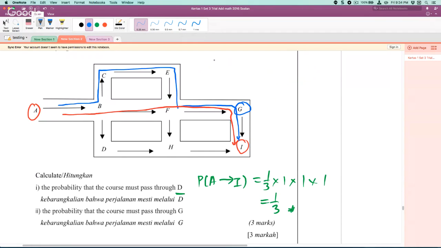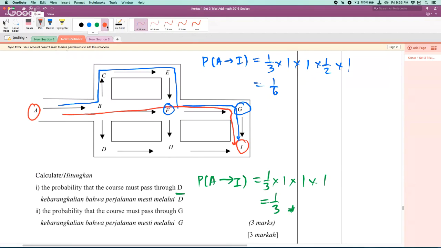Okay, blue. In order for the blue one from A to I, first you will need to go to the B first, which is 1 over 3. Then you go to the C is 1. Then you go to the E is still 1. Until you go to the F. You go to the F here, you got two choices. You can either go to the G or H. So it's multiply 1 over 2. Then you go to the G, you just multiply 1. So this one is basically 1 over 6.